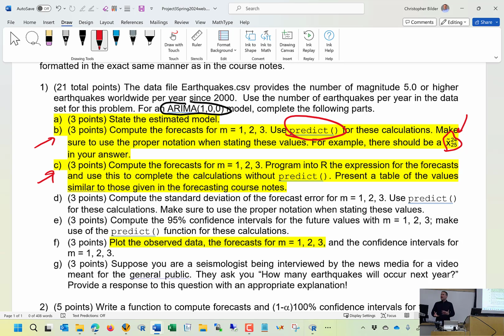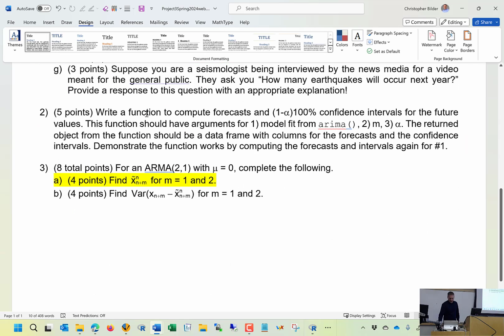Now, in the forecast notes, you will see what those values are in a symbolic format. So I've already done essentially the derivation for you. You need to be able to now apply that derivation here to actually program it into R. Part F, plot the observed data, plot the forecasts. We will talk about the other parts next Tuesday.